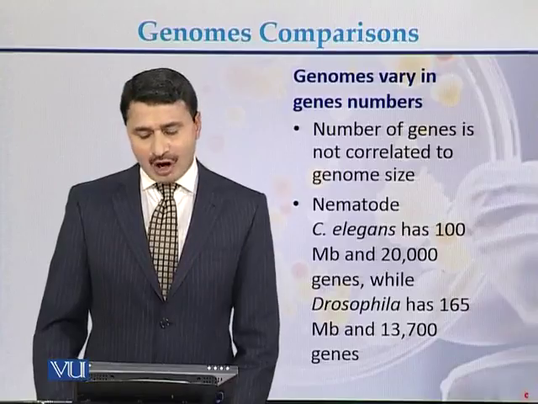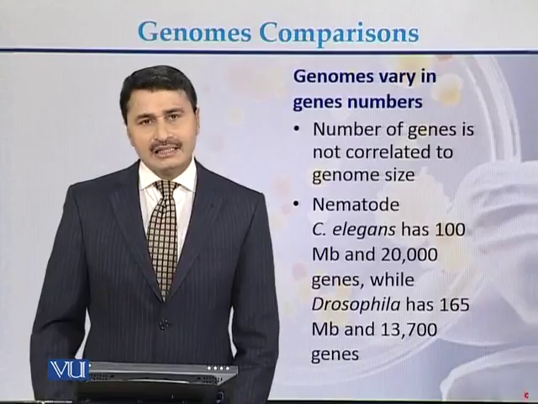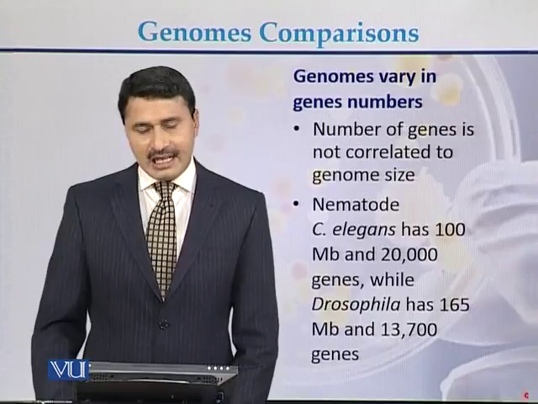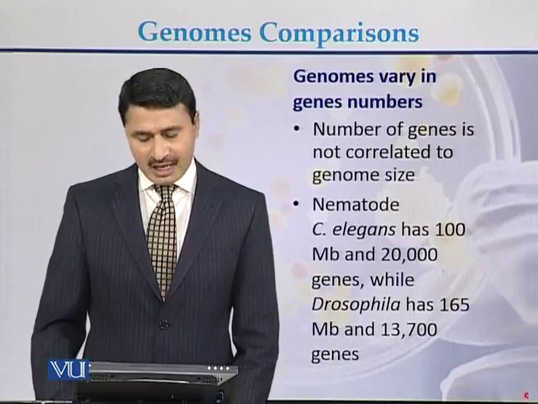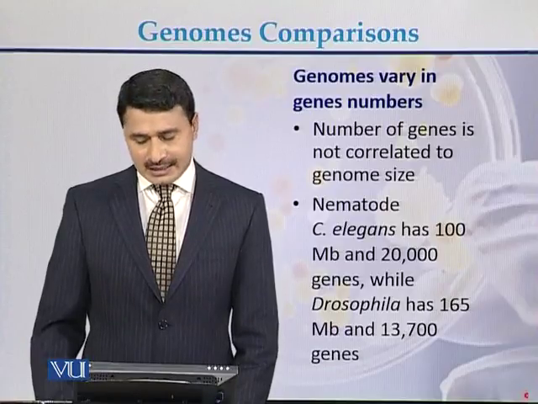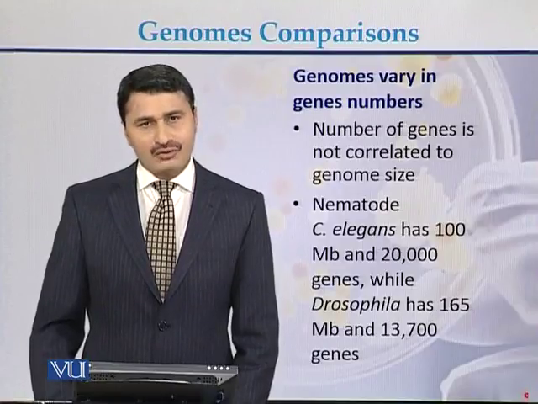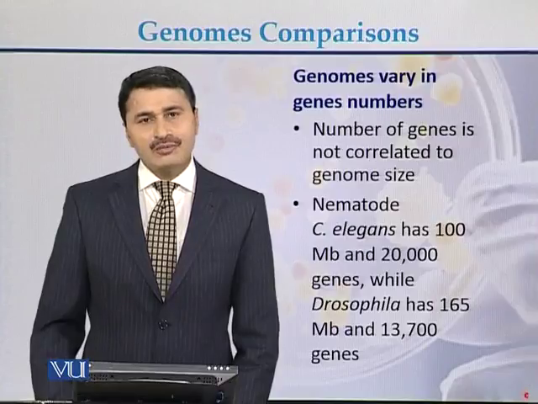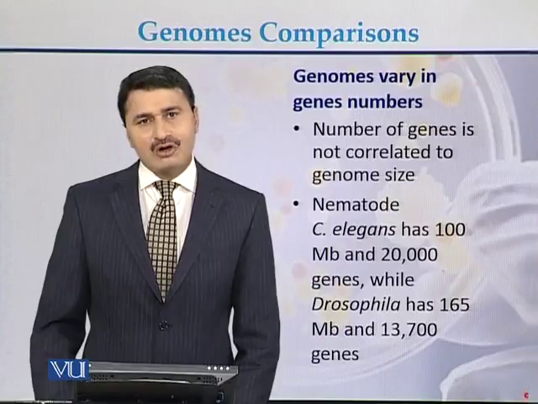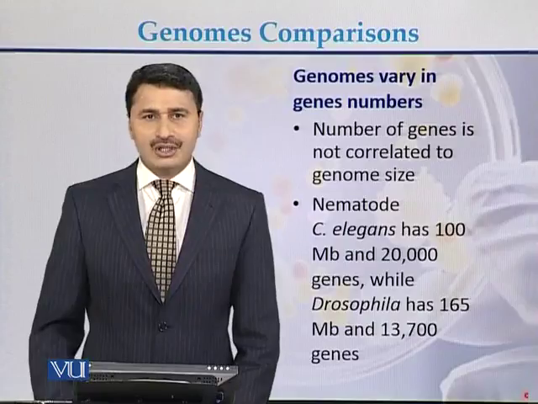The number of genes is not correlated to the size of the genome. Take the example of the nematode C. elegans. C. elegans has a 100 MB genome, and the number of genes present on its genome is 20,000. On the other hand, in Drosophila, the size of the genome is 165 MB, and the number of genes present on the genome of Drosophila is approximately 14,000.